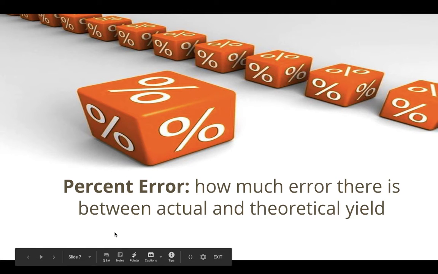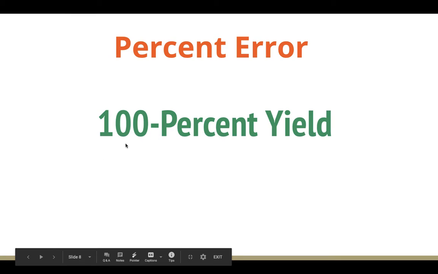Percent error is going to be how much error there is between the actual and the theoretical yield. So how we're going to find that is we're going to take 100 and we're going to just subtract our percent yield. Okay, it's the difference between 100 and the percent yield.